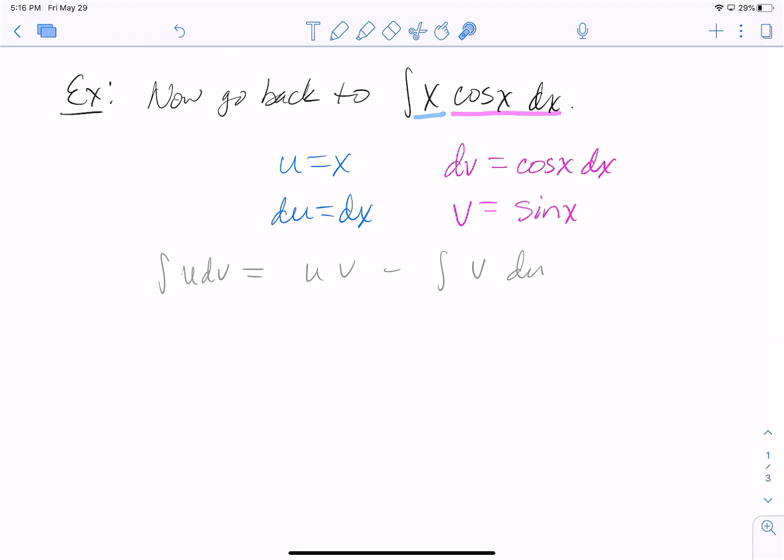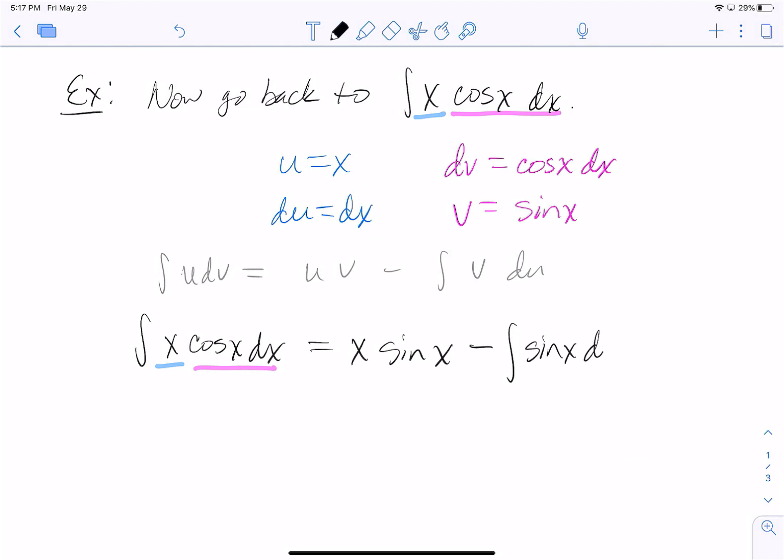Now, the integral of u dv we started out with was the integral of x times the cosine of x dx. And according to the formula, that's going to be u times v, and so x times the sine of x minus the integral of v du. And so it's the integral of the sine of x dx. Now we may look at this and say, well, we started out with one integral, but now we have x times the sine of x minus a whole nother integral. This isn't getting any better.